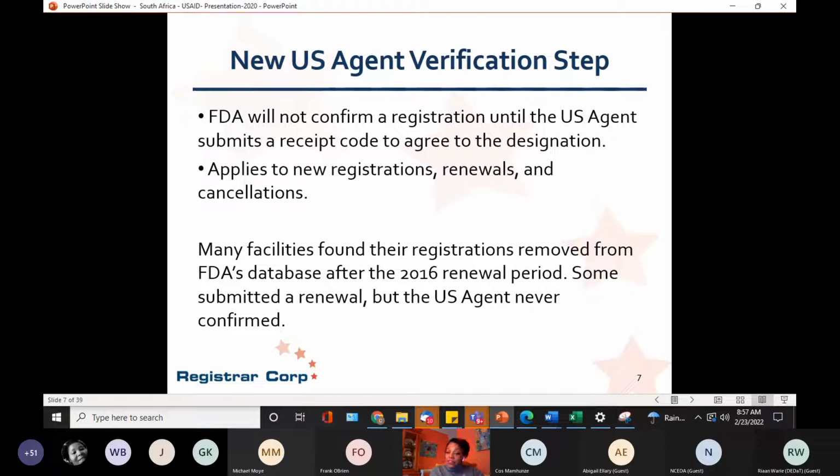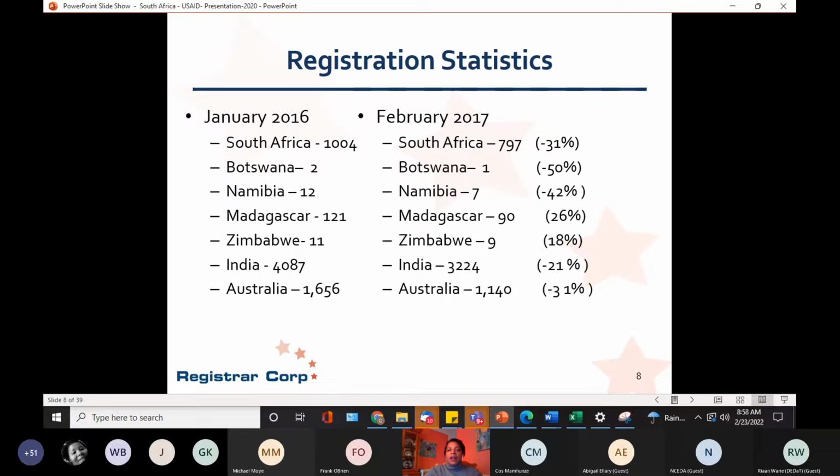agent within your registration, once you choose them, the email will go out from FDA, and FDA will ask a confirmation or verification that you are accepting to be a U.S. agent for a foreign company. So whoever you designate as your U.S. agent, they will have to accept the verification step. And if they do not do that, then your registration will not complete itself.